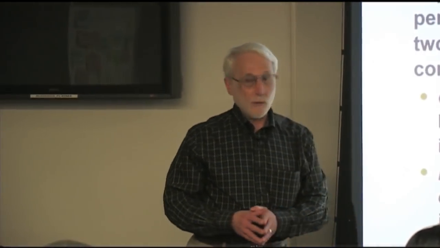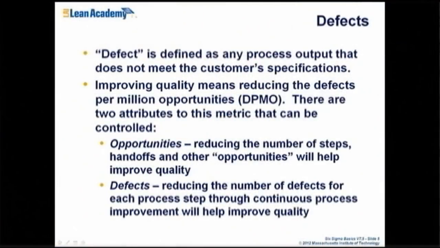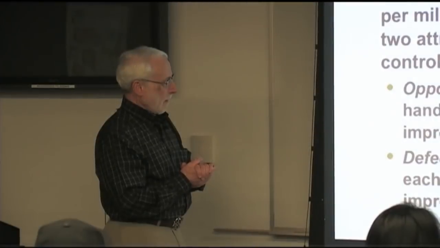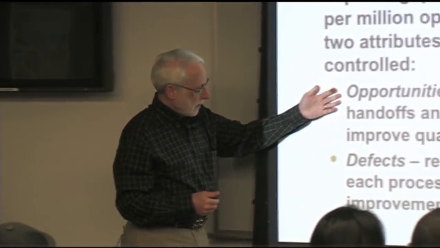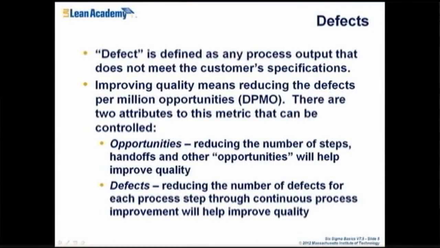Okay, an important part of Six Sigma is defects, because the goal of Six Sigma is to reduce the number of defects per million opportunities. And a defect is defined as any process output that does not meet the customer specifications, as I mentioned earlier, in a very broad sense. Okay? And so you've got two things here. You've got opportunities and defects. So you want to reduce the defects, but in many ways, you also want to reduce the number of opportunities to have defects. Okay?